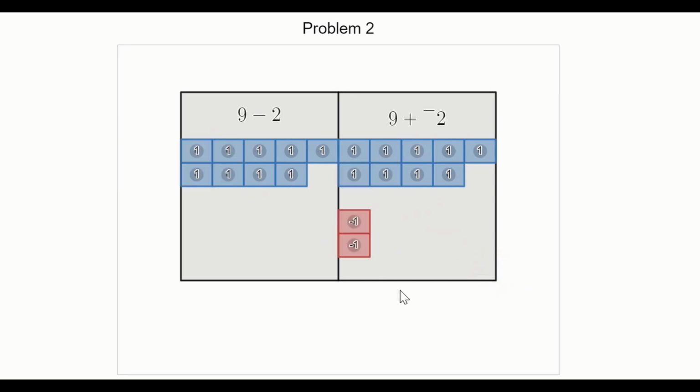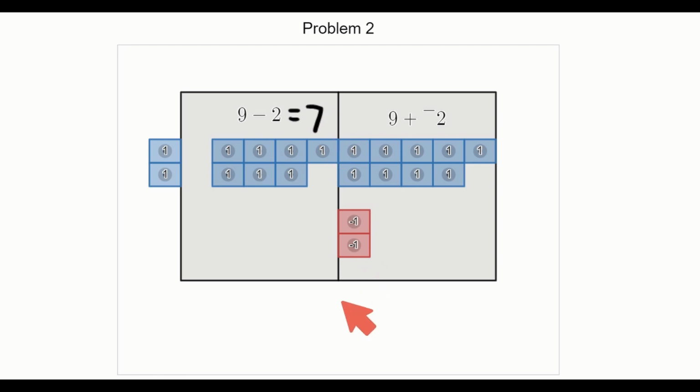Problem 2. Taking a look at the one on the left, 9 minus 2. We're starting with 9 positive tiles, and I want to take away 2 tiles. So let's go ahead and take away 2. Right. And 9 minus 2, how many tiles do we have left? We have 7 left over.